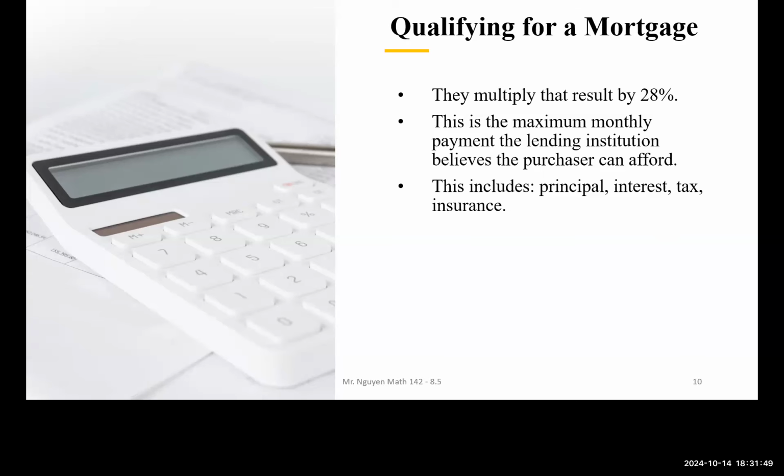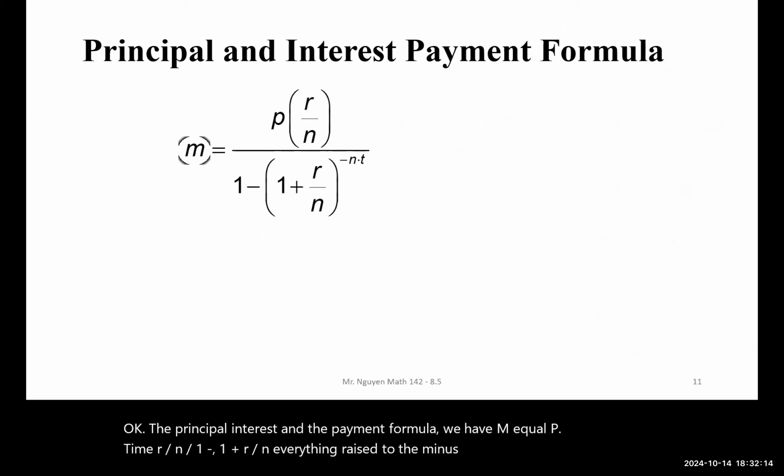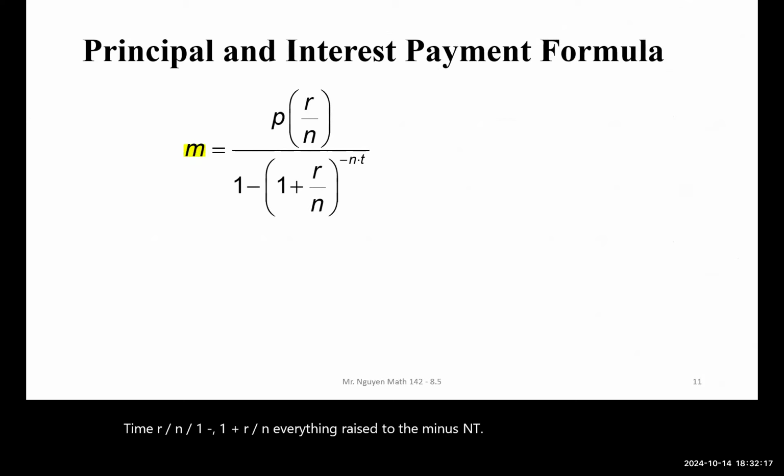Okay, I'm ready. Okay, the principal, interest, and the payment formulas. We have M equal P times R over N, over 1 minus 1 plus R over N, everything raised to the minus NT. So M is the principal and the interest payments.